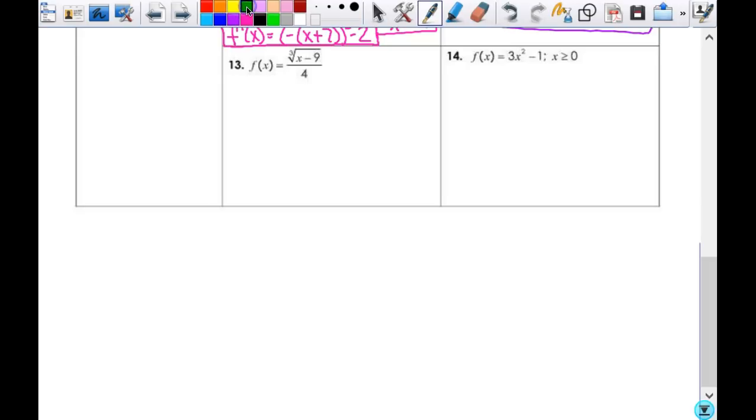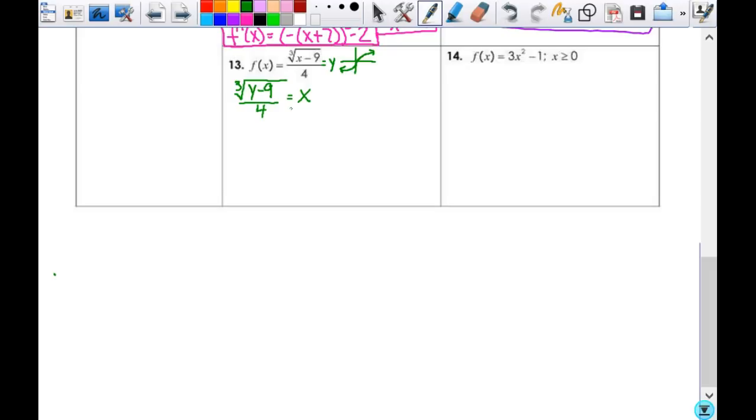All right, so this is a cube root function, right? Cube root function looks like this, and that is going to pass the vertical and horizontal line test. Therefore, I can do the inverse function. Set that equal to y, exchange my x's and y's. So cube root of y minus 9 over 4 is equal to x.